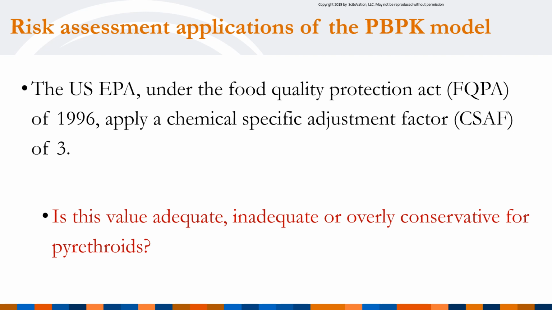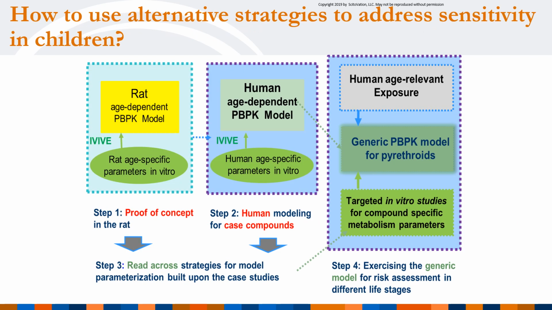To answer this question, a generic life stage physiologically based pharmacokinetic model, based on a modern parameterization approach of in vitro to in vivo extrapolation with the focus on supporting risk assessment for potentially sensitive ages, was developed. So let's take a look at the method that was used. Here we used a read-across strategy, like I've explained in one of the previous slides.